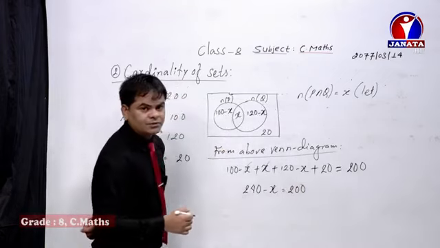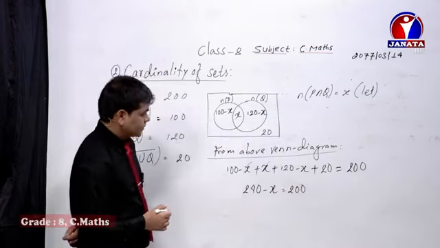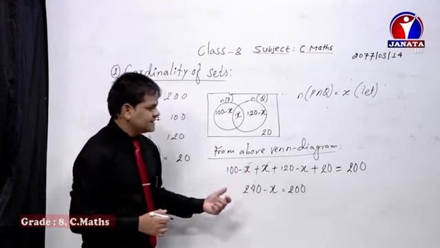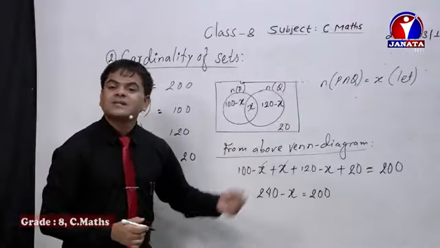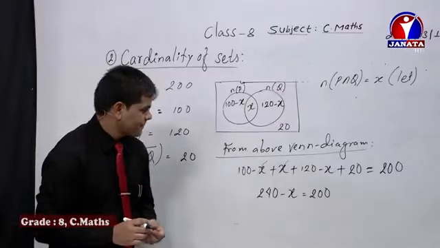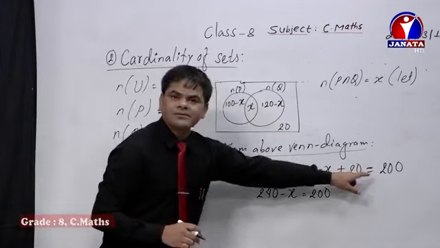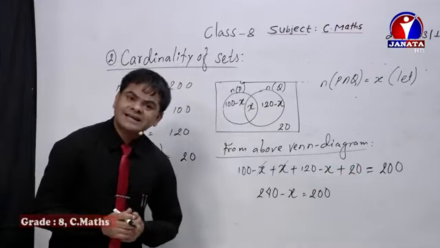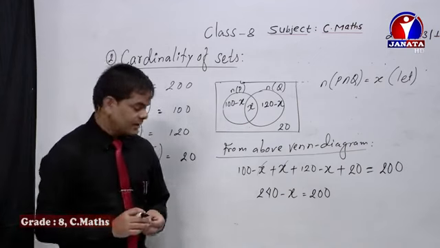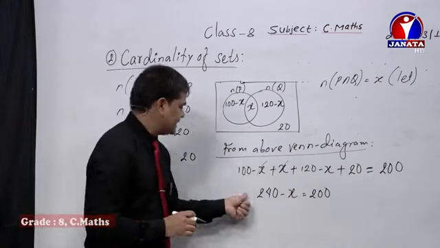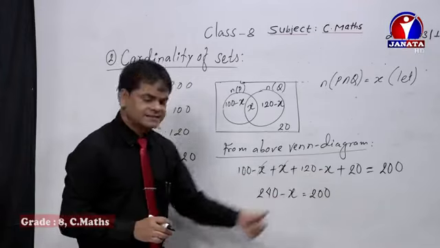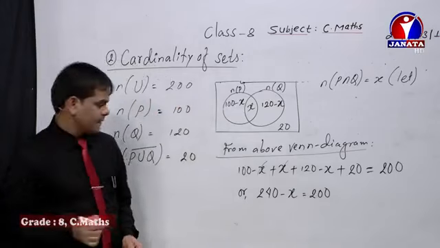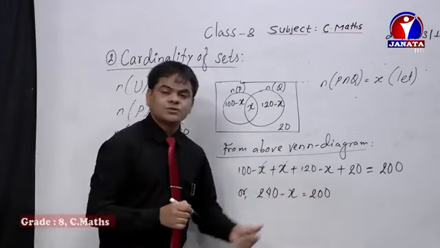Now, dear students, we should not forget to keep "or" after one step, as the equal sign is used. Anywhere in the middle of the question, if there is an equal sign, it represents an equation. That's why we need to keep "or" after the first sentence. So we keep here "or": 240 minus x equals 200.